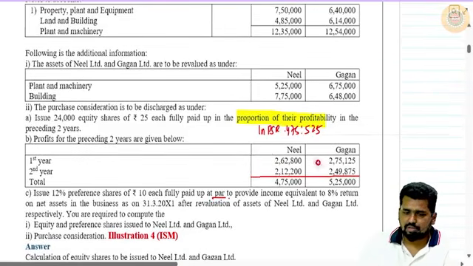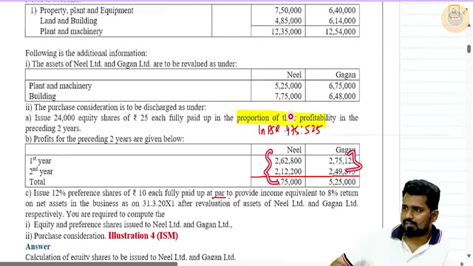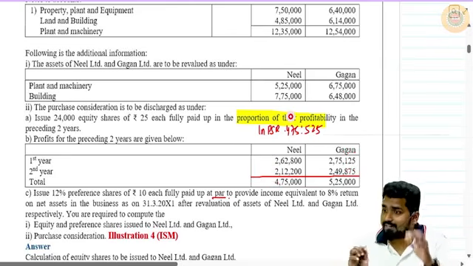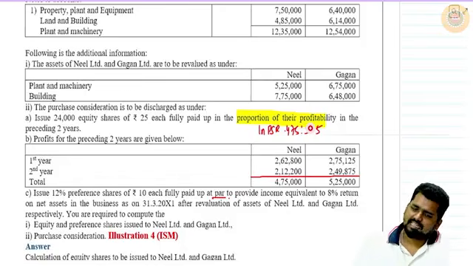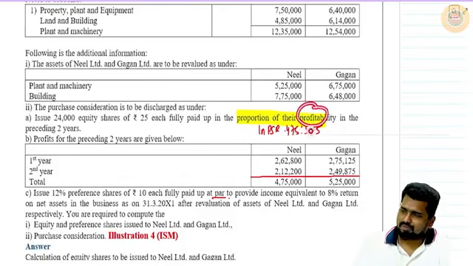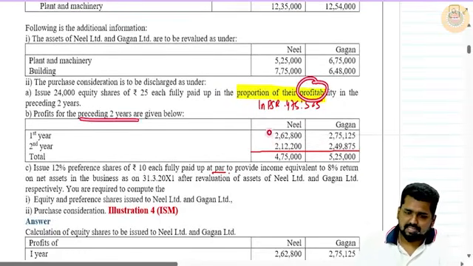So take the total of the profit. See the wording actually, whether they are telling profitability or average profit. If it is average profit, then take the sum. Generally, if they are saying proportion of profitability, don't do averaging. So two years' profit is given. What is the total? 475, 525.